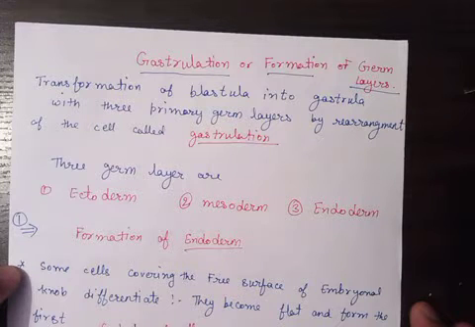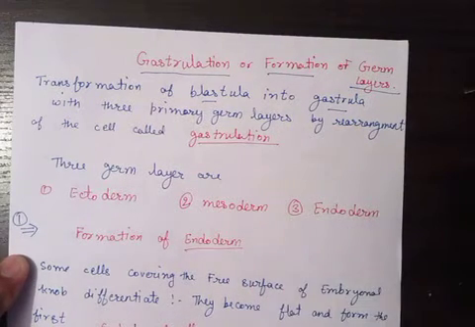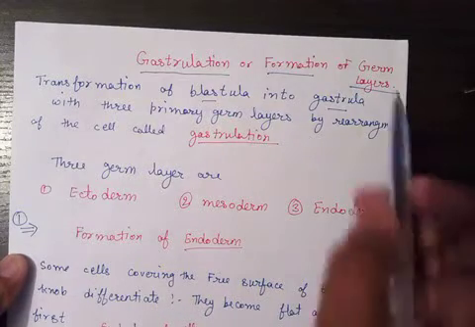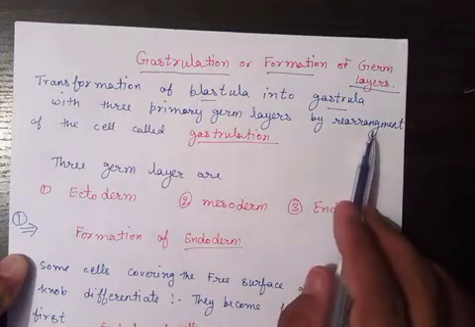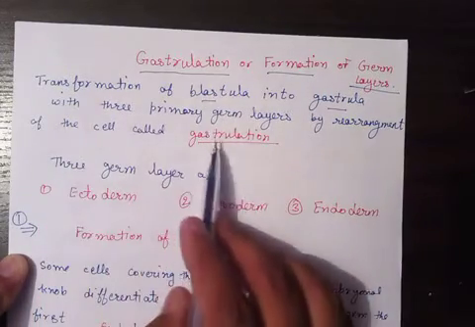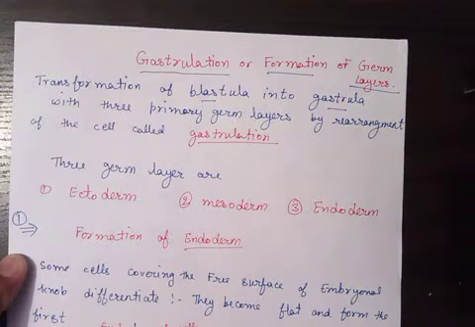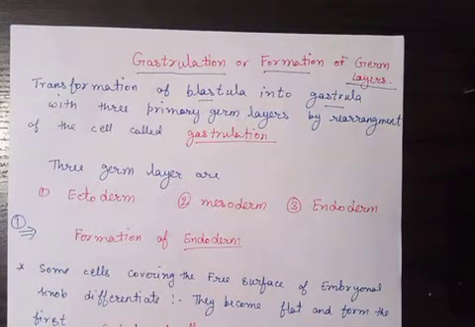We know the blastula is implanted. The transformation of blastula into gastrula with the three primary germ layers: an embryo having three germ layers is known as a gastrula. The rearrangement of the cells of the blastula is called gastrulation. The definition is that the transformation of a blastula into a gastrula with three primary germ layers by rearrangement of the cells is called gastrulation.